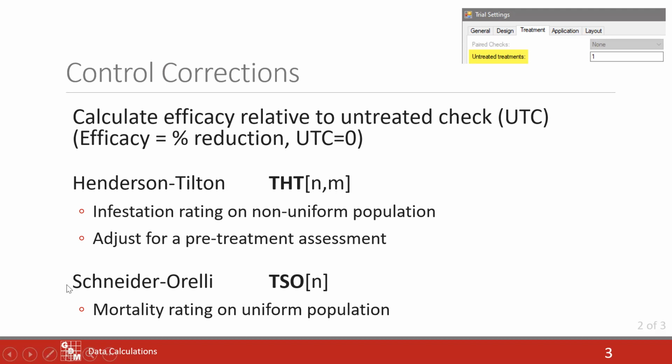And then there's also the Schneider-Orelli, and TSO is the code. That's a mortality rating. Again, it assumes a uniform population. So those are just other examples, other codes that you'll find in ARM. ARM can calculate these as well.